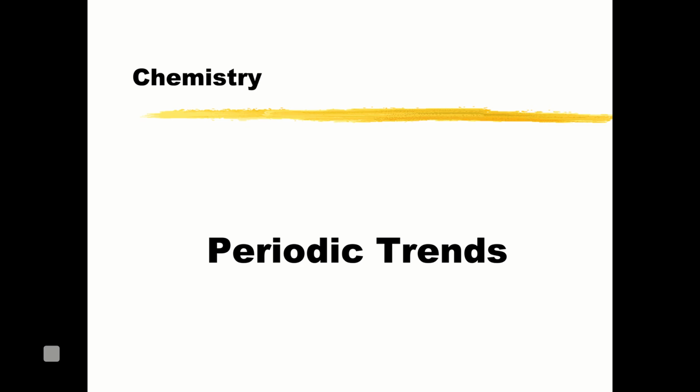But we are looking at what happens to certain properties as you go across a period and what happens as you go down a column.